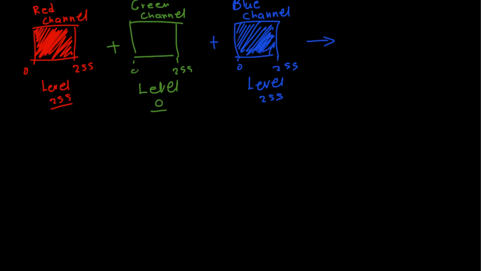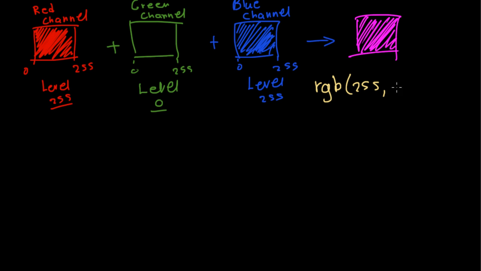So the result you would get is a purplish color. This is what you would get, and this is what we expected. So in the RGB color model, how this would be represented is RGB: the first one, the red color, has a value of 255. The green color has a value of 0, and the blue color has a value of 255. And that gives you this purple color.